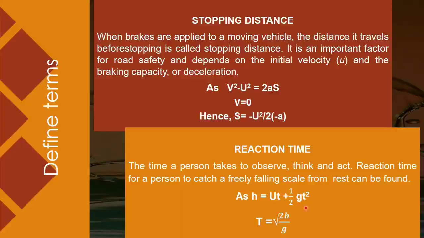That can be calculated by using this formula, which has been taken from the second equation, that is h equals ut plus half gt square. Of course, because the scale is being released from rest, u is equal to 0. So t will be equal to the square root of 2h divided by g. So this is the formula for the reaction time, which can be taken from the second equation of motion, body falling under gravity.